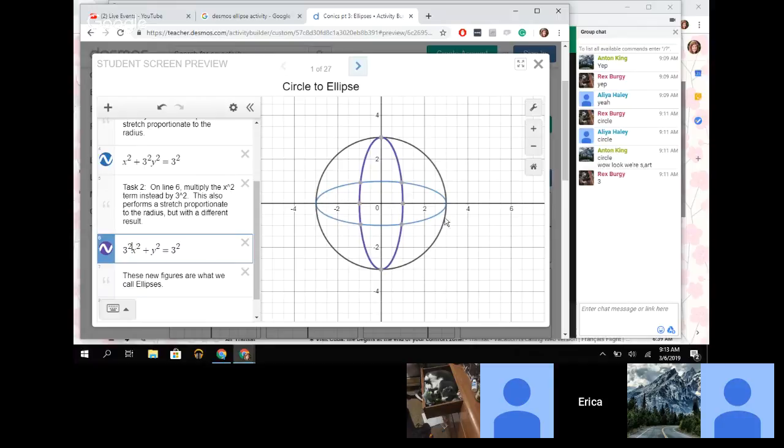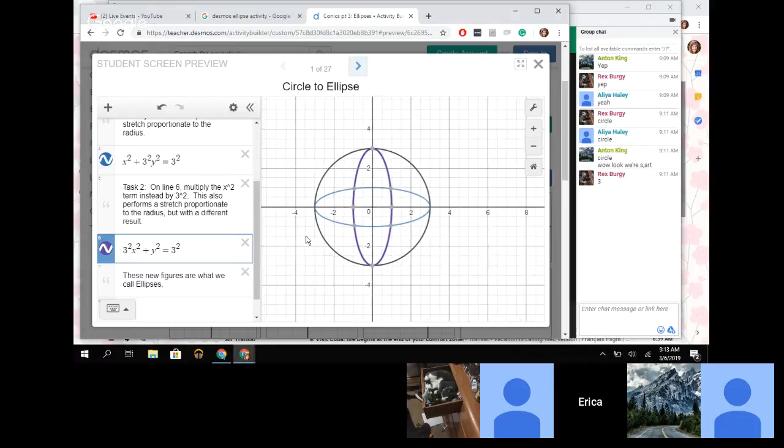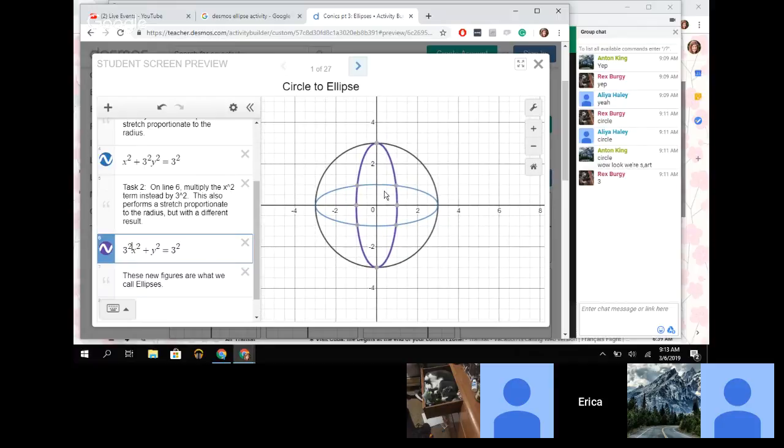But you'll see that the diameter of the long part of the ellipse is still the same as the diameter of the circle. Either way, it's stretched. Okay, so we call these new figures ellipses, and that's what we started talking about on Monday. Excuse me. Okay, so that's just kind of an intro.